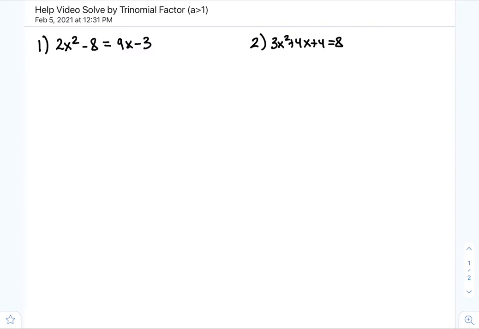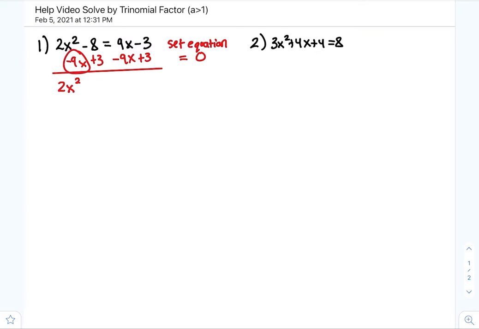Help video on solving by trinomial factoring when a is greater than 1. The first step is to set the equation equal to 0. So what we have to do is subtract 9x from both sides and add 3 to both sides. Now when you do this, we'll get 2x squared.